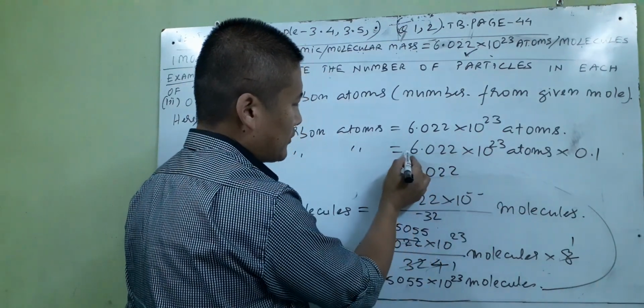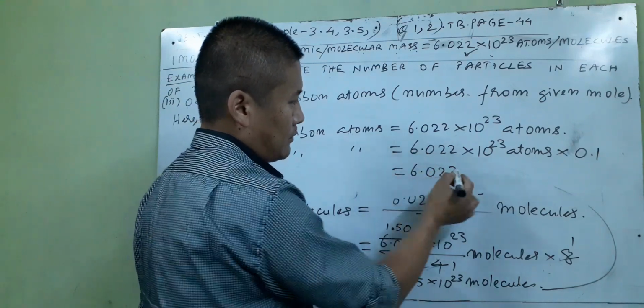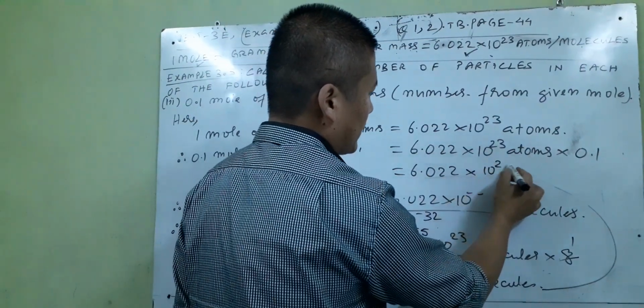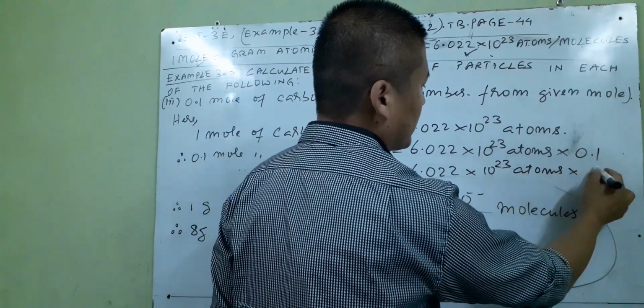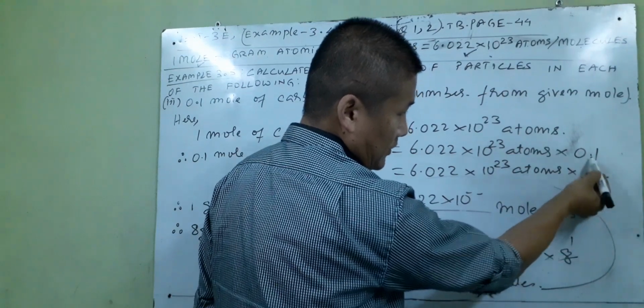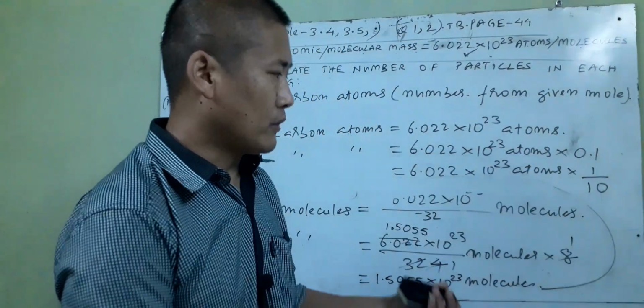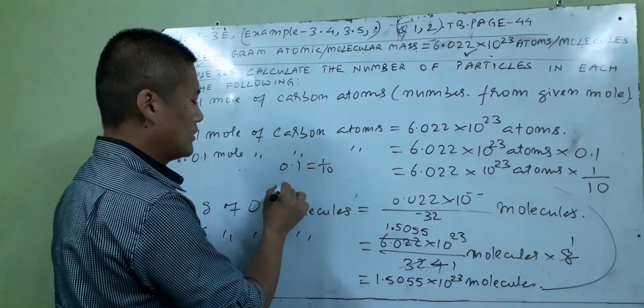As we say, standard form is decimal after the first digit. Here 6 is the first digit, so don't disturb that. And then write this one, 10 to the power 23 atoms. And by common sense also, we know this is 1 divided by 10. Decimal moves left because of this 0, and we get this one. 0.1 is 1 by 10.